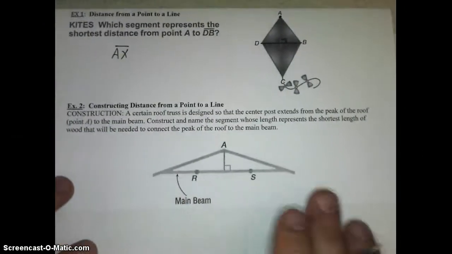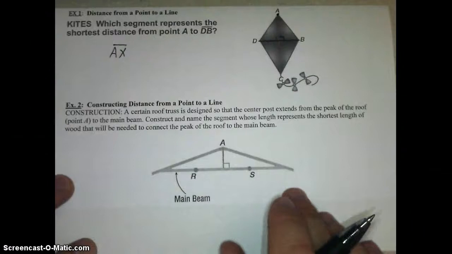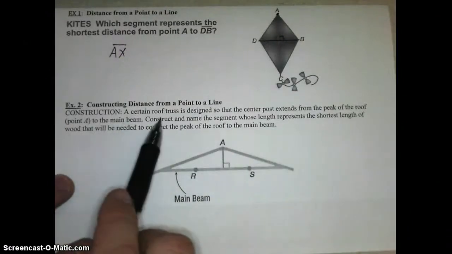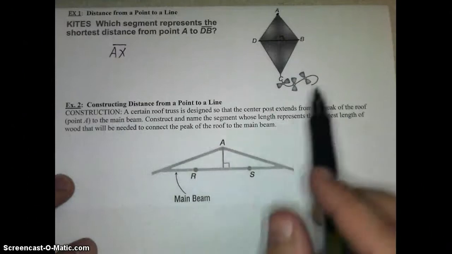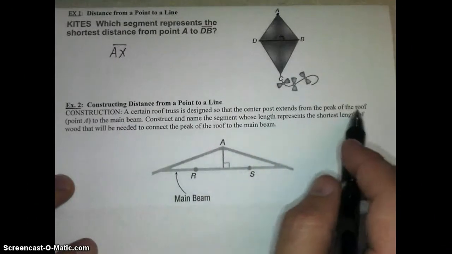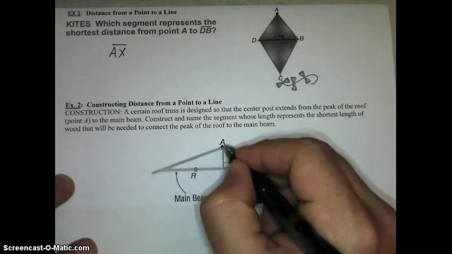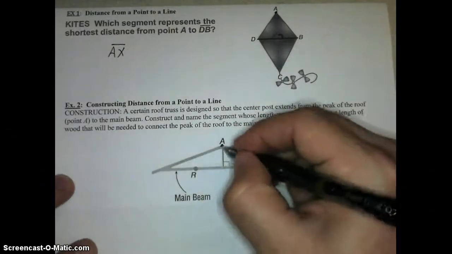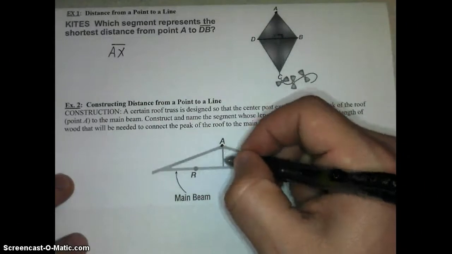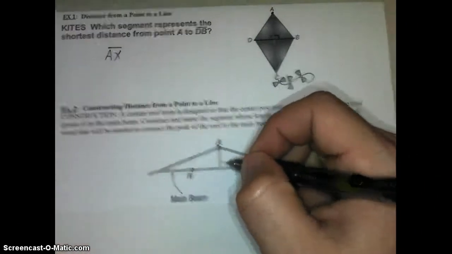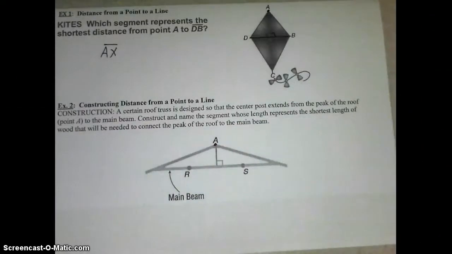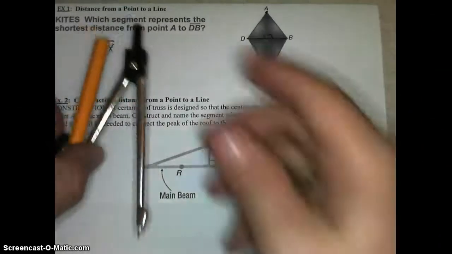All right, and then this last example that I'm going to cover in the video is how to use this idea in construction. So we have a certain roof truss that is designed so that the center post extends from the peak of the roof, point A, down to the beam. And so what we actually are going to do in class, but I'm going to show you how to do it here, is we're going to do a construction to get that actual segment. And so constructions, remember, are a way of making a very accurate drawing using certain geometric tools. So we're going to use our compass to help make this construction.